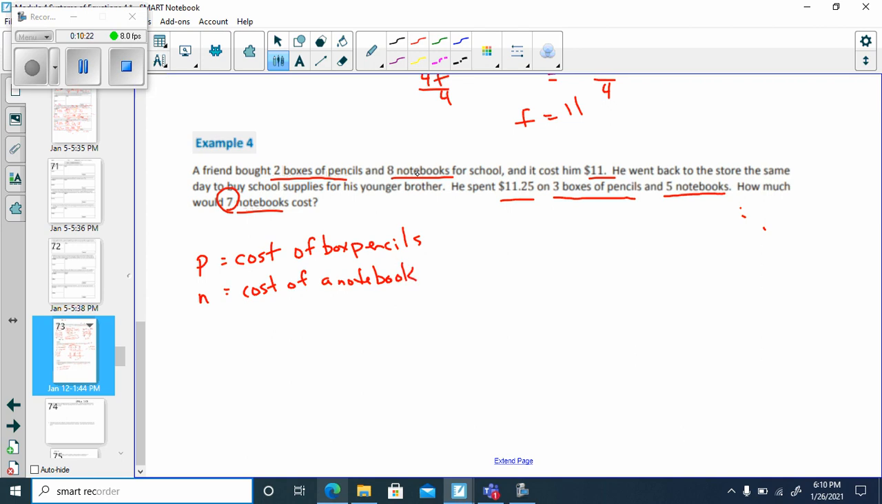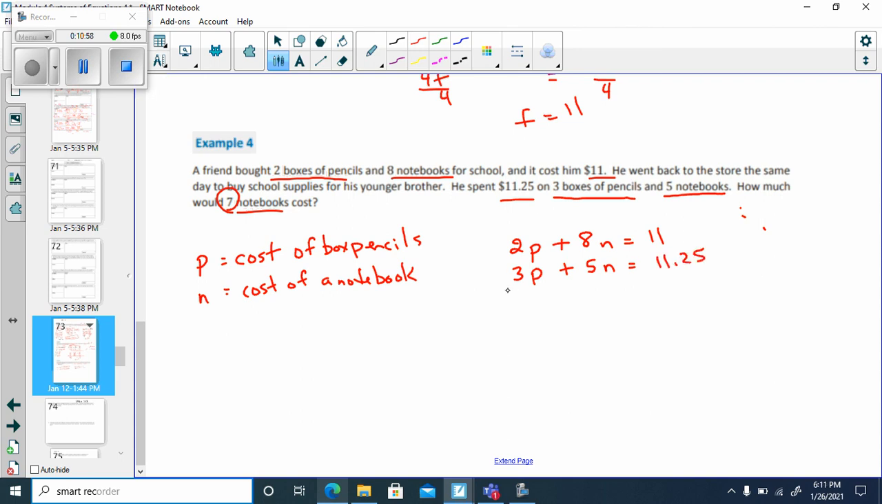2 boxes of pencils, 8 notebooks cost $11. Okay. So if P is the cost of a box of pencils, 2 times the cost of a box of pencils, plus 8 times the cost of a notebook, which is N, would give me $11 because that's what I paid for it. Here I've got 3 boxes of pencils, so 3 times the cost of a box of pencils, plus 5 notebooks. 5 times the cost of a notebook would be $11.25.